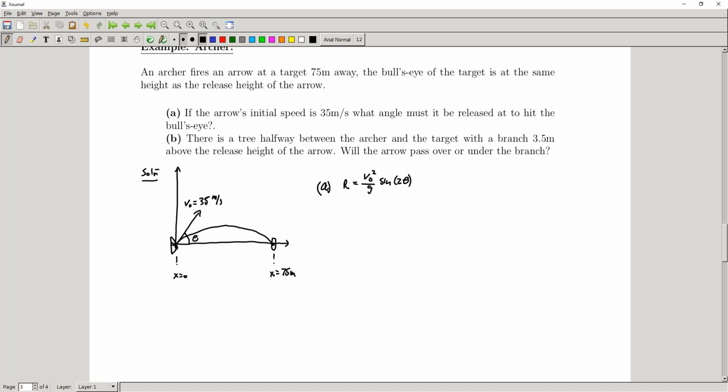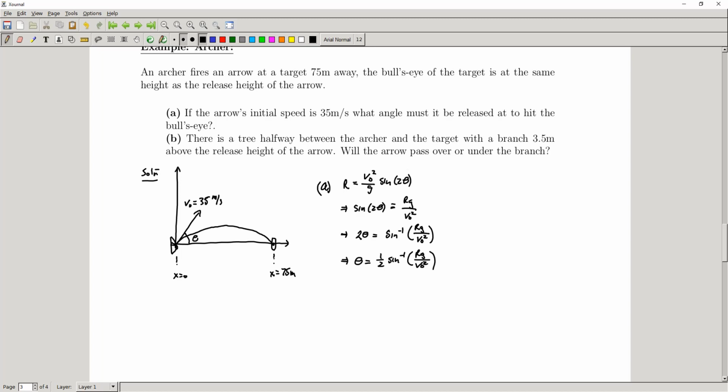We're going to end up with, well, let's move the v0 squared over g over to the left side and rearrange things. So we're going to end up with sine 2 theta is equal to rg over v0 squared. Let's take the inverse sine of both sides. So we end up with 2 theta equals sine to the minus 1 of rg over v0 squared, and then divide both sides by 2. So we have theta equals 1/2 sine to the minus 1 of rg over v0 squared.